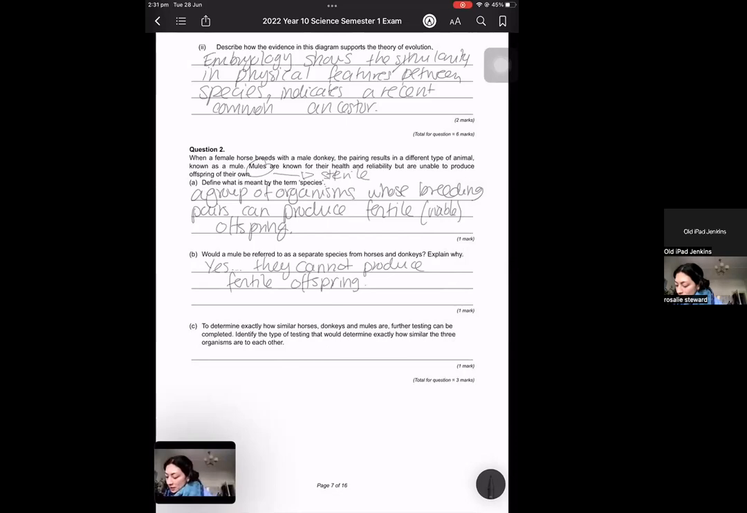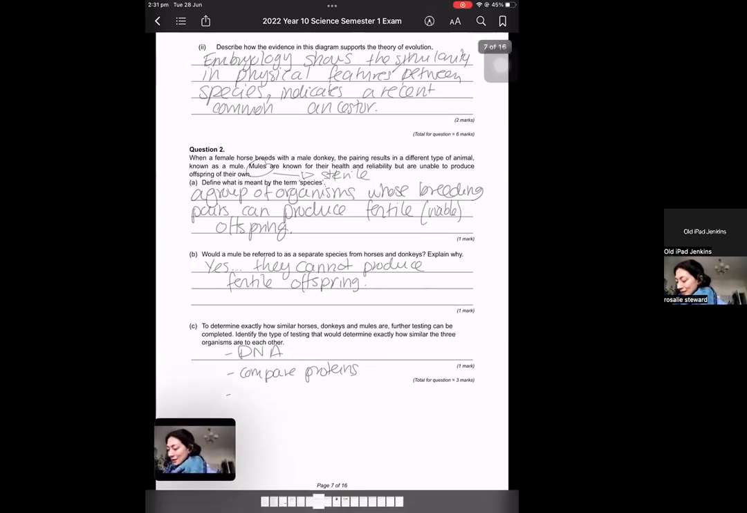To determine how similar horses, donkeys, and mules are, further testing can be completed. Identify the type of testing. So easy enough. You could do DNA. You could compare proteins. That is probably the best. DNA is going to be your best answer there. DNA is going to be the most rigorous one after the, what's it called? The thingy.